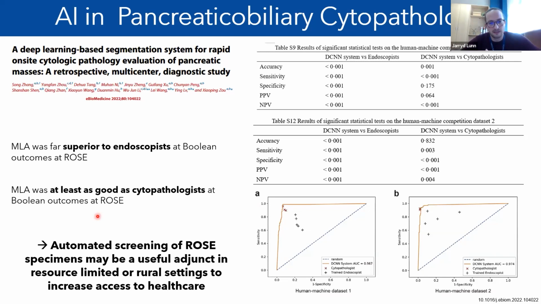And so an automated system here may be a very useful adjunct in resource-limited or rural settings, such as South Africa, where A, we have a large rural population, and B, a need for more pathologists and cytopathologists to service outlying areas. And with the centralization of services, this is a great example of where artificial intelligence is enabling decentralized support without the costs and the difficulties associated with decentralized healthcare.